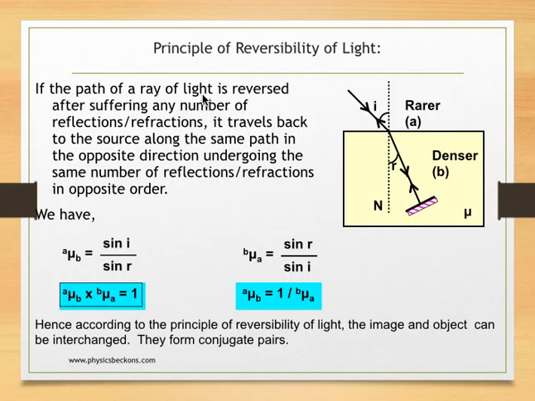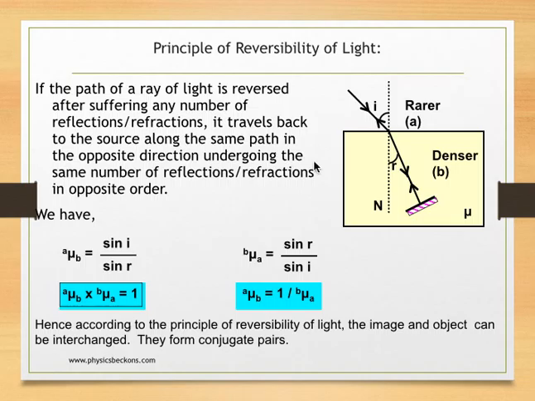If the path of a ray of light is reversed after suffering a number of reflections or refractions, it travels back to the source along the same path in opposite direction, undergoing the same number of reflections, refractions, but in opposite order. So we have refractive index of B with respect to A equal to sin I over sin R.